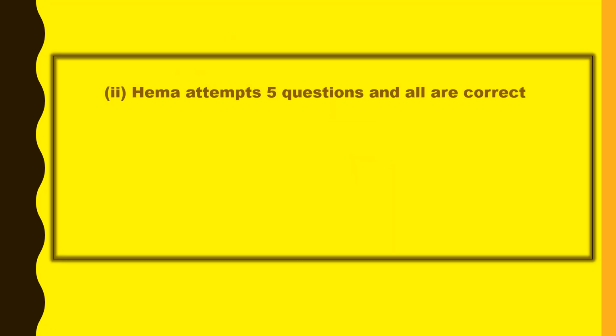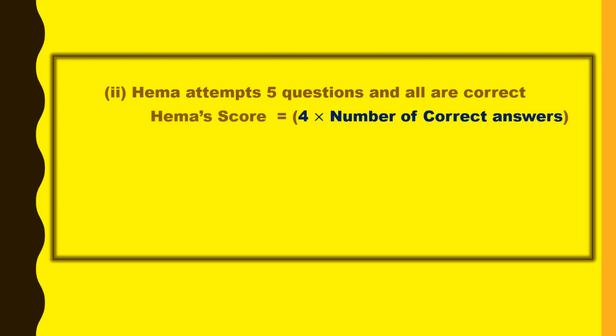Hema wrote only 5 questions and all 5 are correct. Then there is no question of taking negative marks, right? So each question is 4 marks, and her score will be 4 into the number of correct answers. So 4 into 5 is 20. So Hema's score is 20.